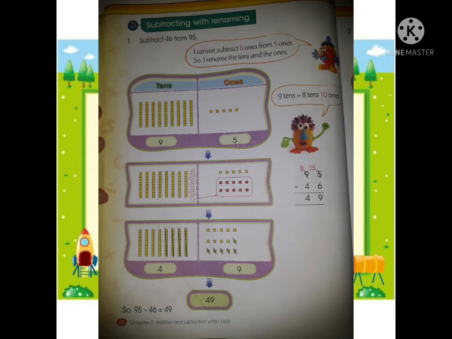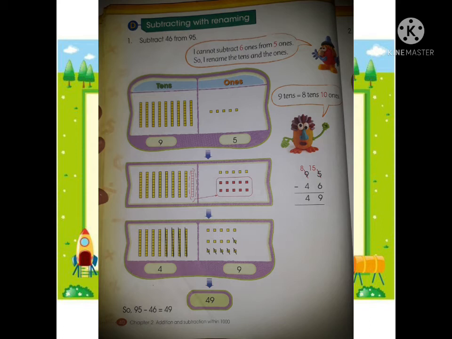Next, subtracting with renaming. Open your book, page 40. Example number 1. Subtract 46 from 95. Here we have 9 tens and 5 ones minus 4 tens and 6 ones. Okay, start by subtracting the ones.